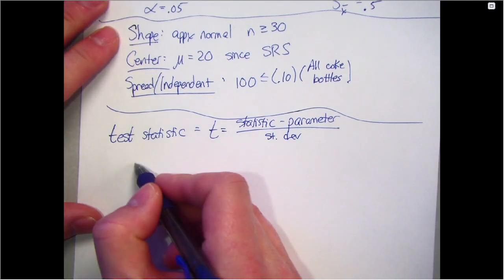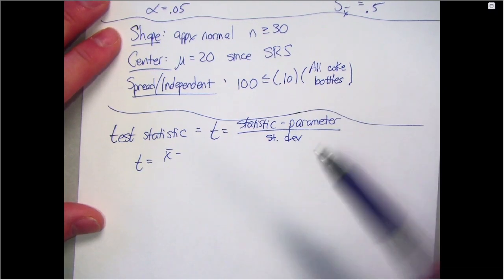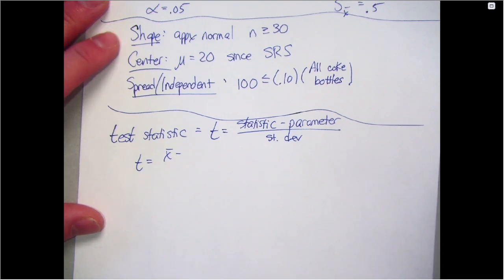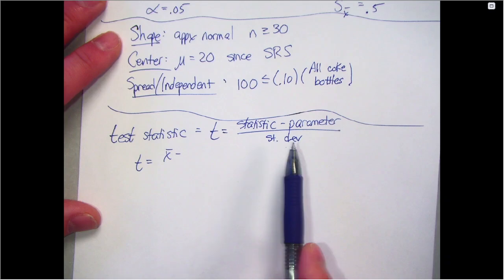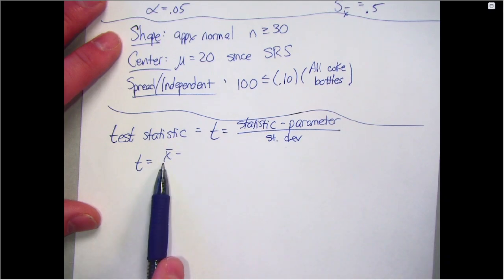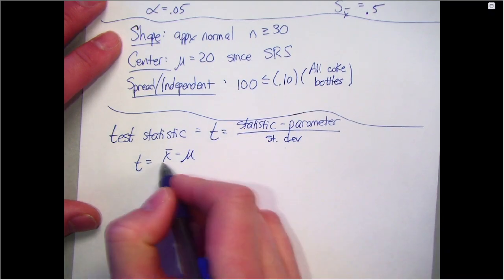So in our case, that is X bar. Remember, we have to write it in words, then in symbols, and then in numbers, so we're going through all three levels. There are your words: statistic minus parameter over standard deviation. The statistic is the sample mean, that's X bar. The parameter is the population mean, that's mu.